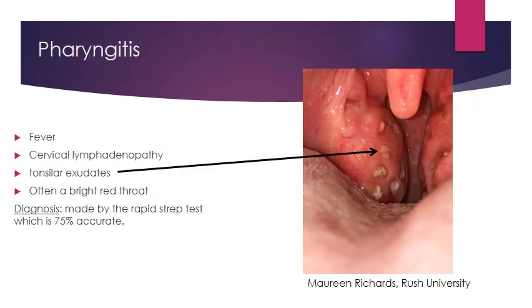So pharyngitis is pretty simple. Most of us have probably experienced it before. You get fever, lymphadenopathy, as is evidenced here by this very swollen lymph node. You get some tonsillar exudates. Often you have a bright red throat.